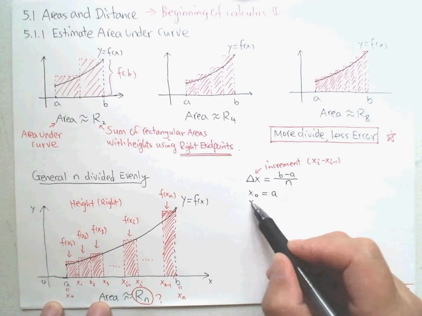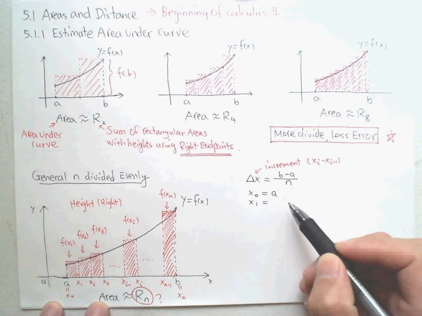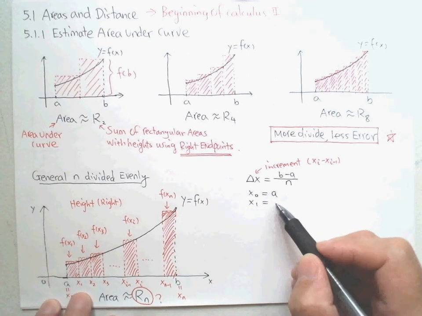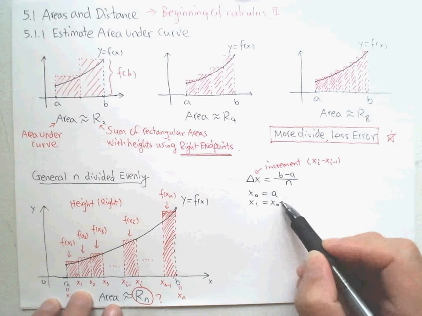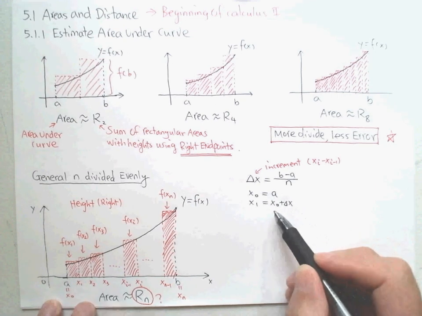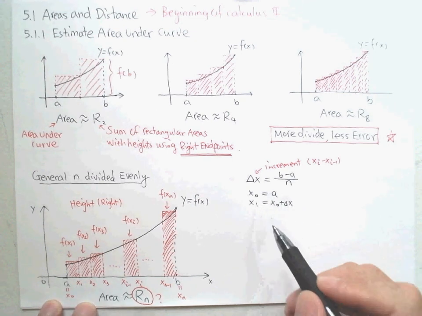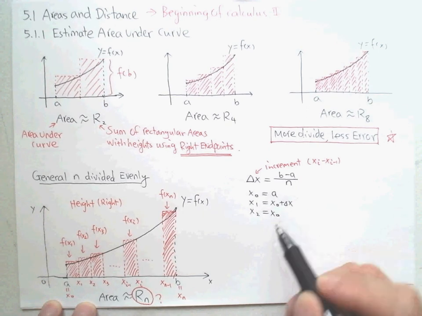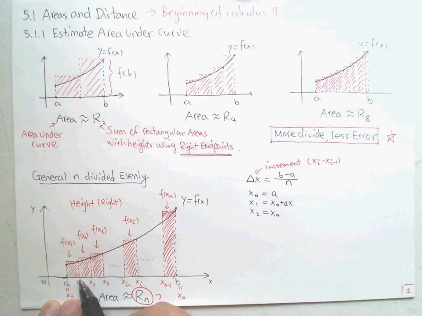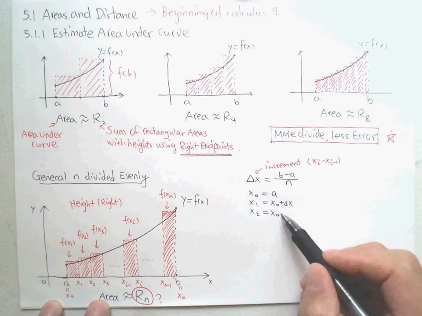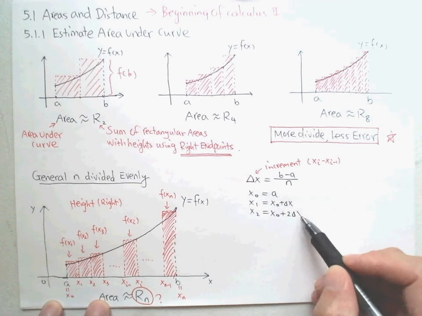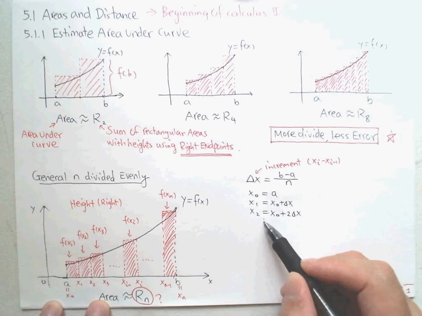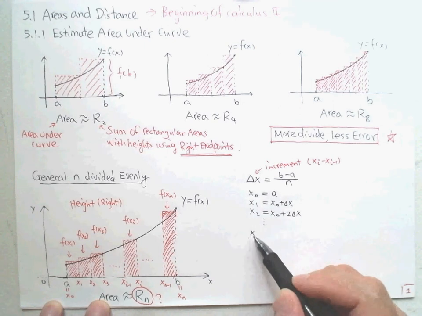x1 is x0 plus delta x, so it's x0 plus delta x. We know x0, we know delta x, so we know x1. The same, x2 is x0 plus 2 delta x, so plus 2 times delta x. Okay, I'll skip ahead. What is xi?